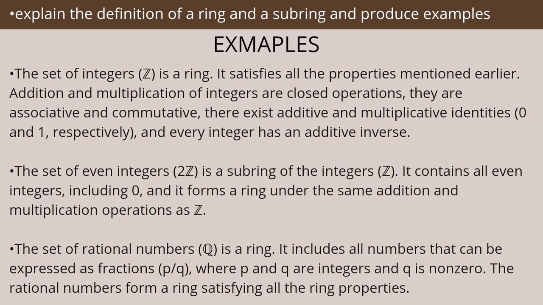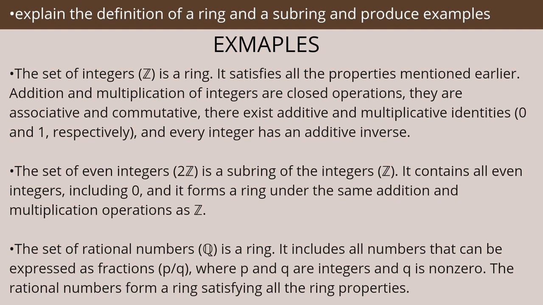Now, let's have some examples. First, the set of integers is a ring. It satisfies all the properties mentioned earlier. Addition and multiplication of integers are closed operations. They are associative and commutative. There exist additive and multiplicative identities, 0 and 1 respectively, and every integer has an additive inverse.